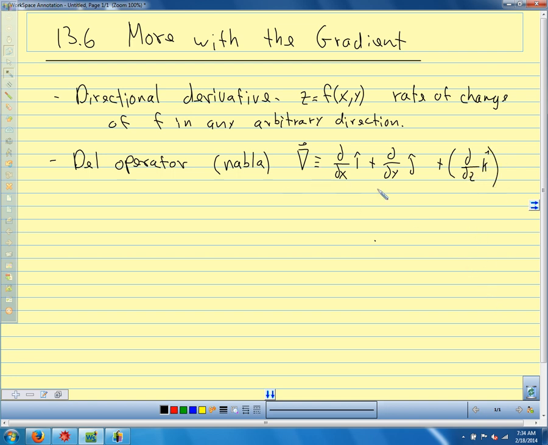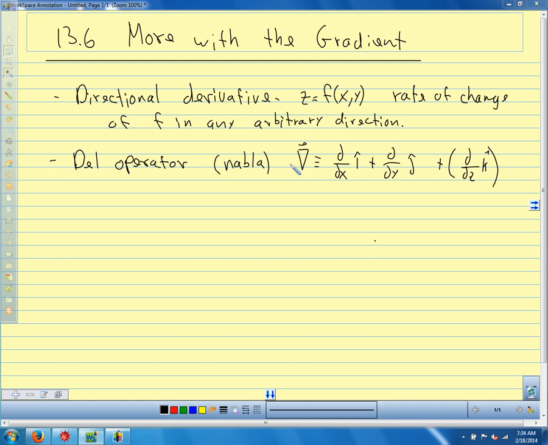So this operator has to operate on something to have some meaning. It has to operate on a function, and in chapter 15, we'll use del and operate on other vectors to come up with some interesting things that we'll work with. Del doesn't have any meaning by itself. It's just these partial derivatives and our standard unit vectors. So it has to work on something in order for it to have any meaning.